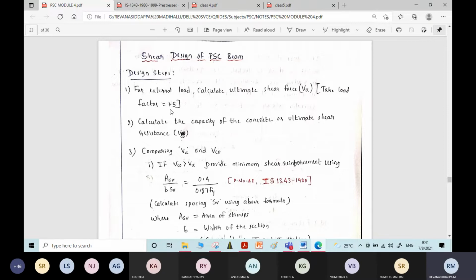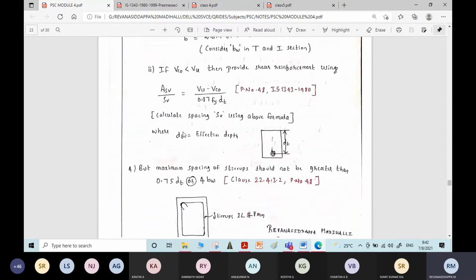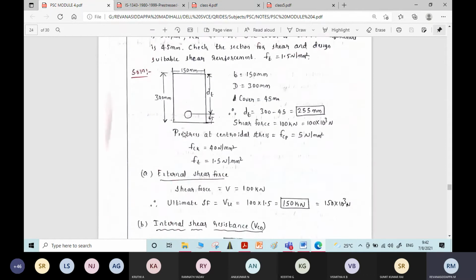Then next step is to calculate the ultimate shear resistance. If you take any PSC beam, it has got some resistance to the shear. Even if you are not providing any shear reinforcement, it has got some resistance for the shear. That resistance we need to find. That is termed as VC naught. The formula for that VC naught is given in the code book itself.